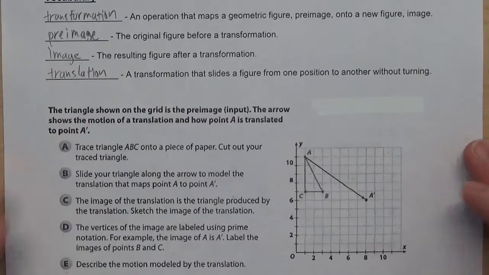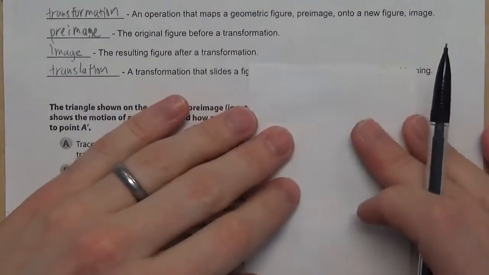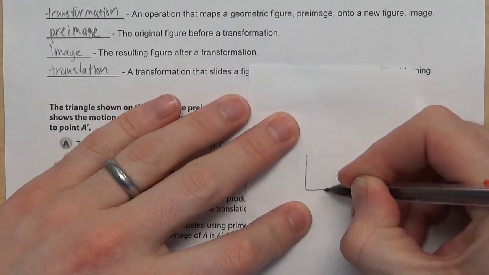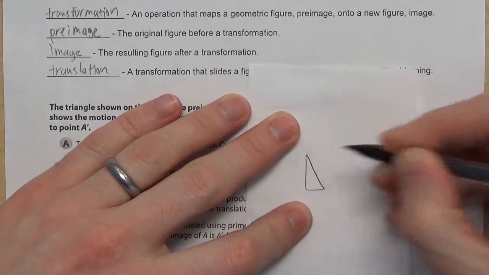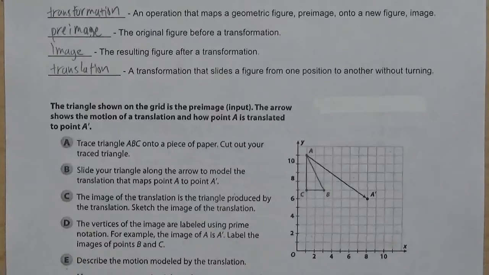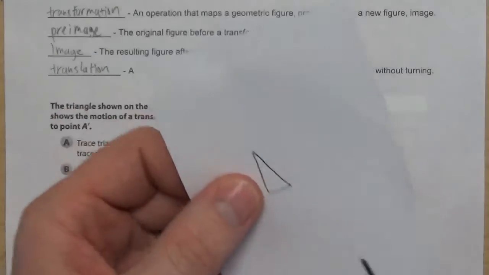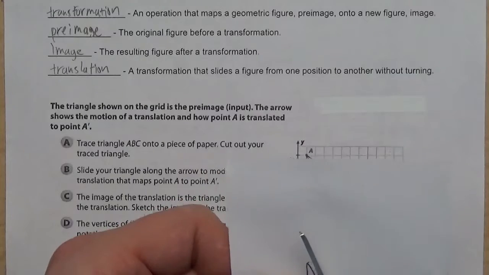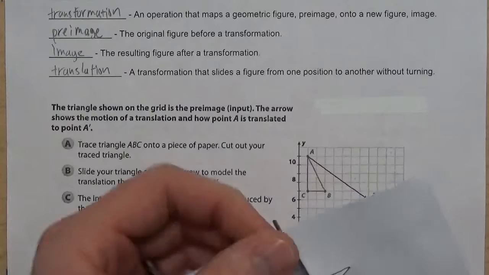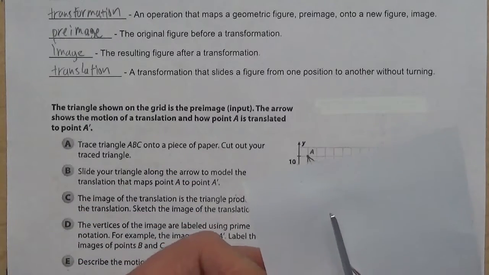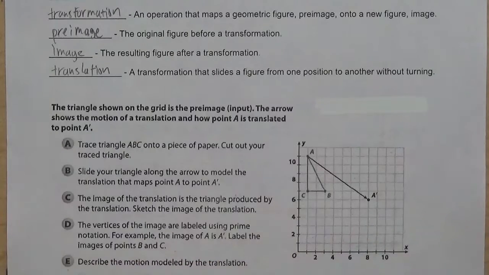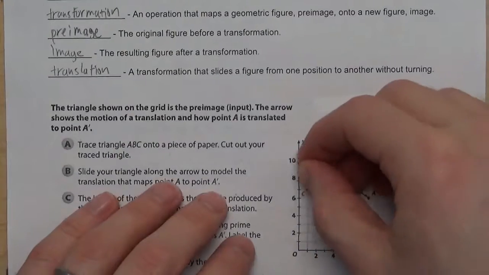It says here, trace triangle ABC onto a piece of paper and cut out your traced triangle. So I'm going to go ahead and do that real quick. Put my piece of paper over this and I'm going to trace my triangle here. So go ahead and do that too if you have access to paper. And I'm going to cut it out. It doesn't say to cut it out, but it's going to be easier to cut it out to be able to do what we want to do with this. So I should have a triangle when I'm done that basically matches the one that was on the page, but I'm going to be able to move it, and I wasn't able to move the triangle that's already drawn on there.